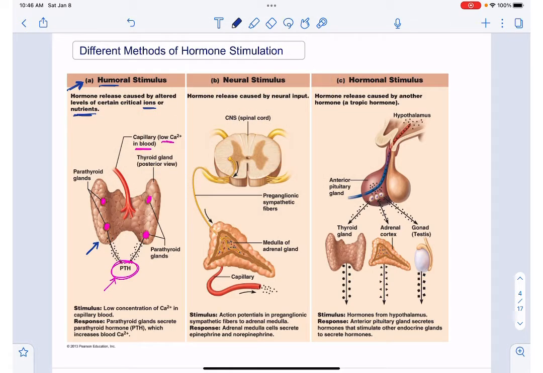The next type of stimulus is a neural stimulus. So the nervous system can act on endocrine glands and cause the release of hormones. And the example that they're giving us here is the adrenal gland, and specifically the inner portion of the adrenal gland, which we call the adrenal medulla. Medulla just means middle portion. And the adrenal medulla is under the control of the sympathetic nervous system.